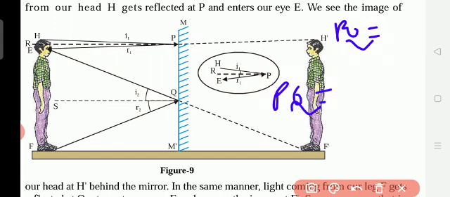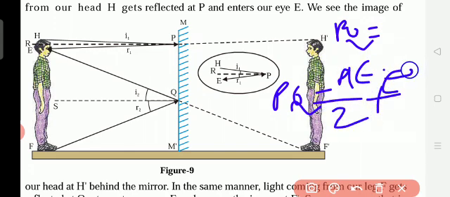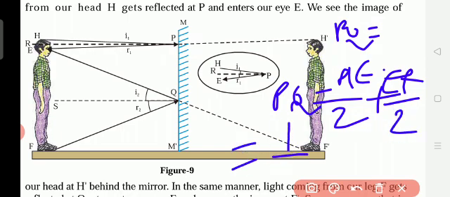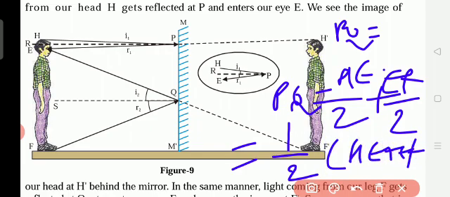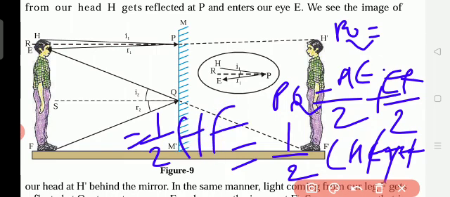Now we see PQ is equal to, now we take common. So PQ is equal to HE by 2 plus EF by 2. So what is common we will take? We take 1 by 2 and then HE plus EF. So in this, this E will go, so we will write half HF. Okay, so where is the HF? This is the image, HF image.